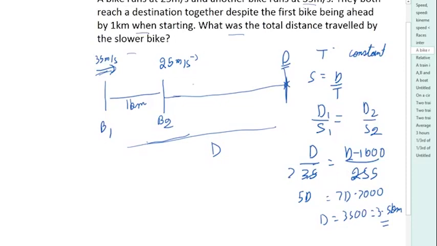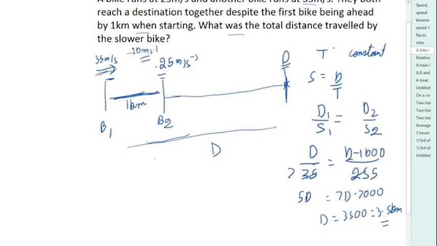Relative speed is what you should use. What we mean by relative speed is that the bike which is behind is going to close in on the bike which is ahead at a rate of 10 meters per second, right? It is traveling at 35, the bike in front is traveling at 25. So the relative speed is 10 meters per second, and the distance it needs to close in on is 1 kilometer, right?